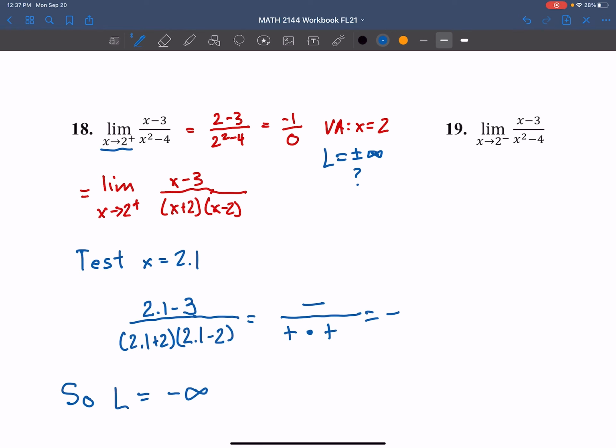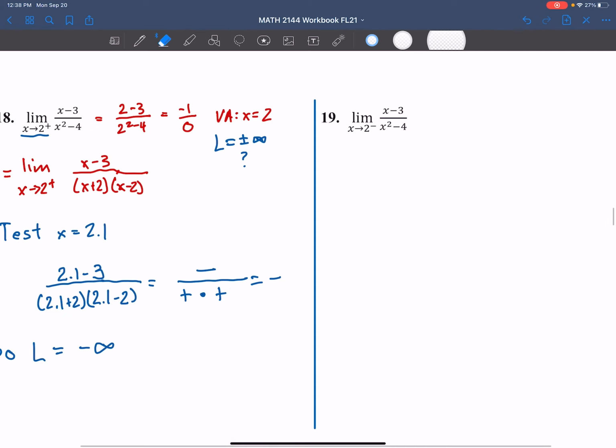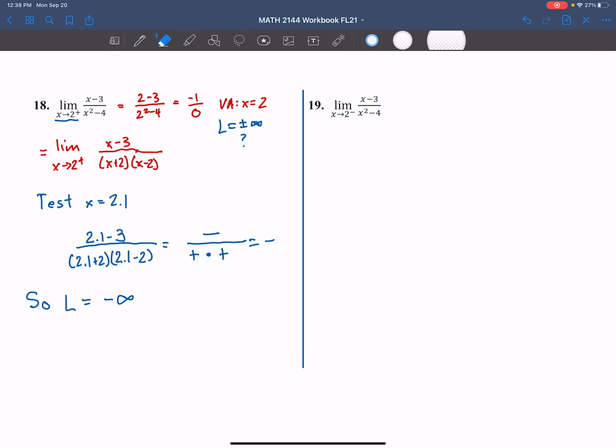Awesome. If we look at 19, we have a very similar problem, same function, just from the other side. Go ahead and check out that one. Let me give you a moment to try it out first. I just want to see what I have left and see what other things we need to cover before the day ends.